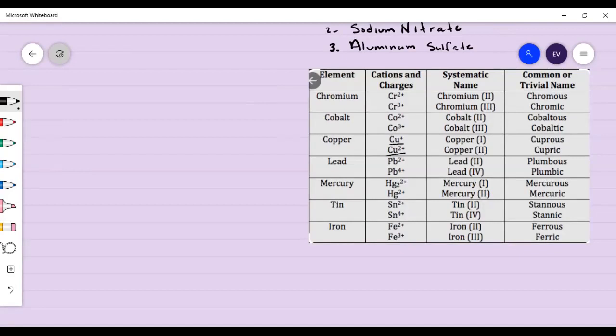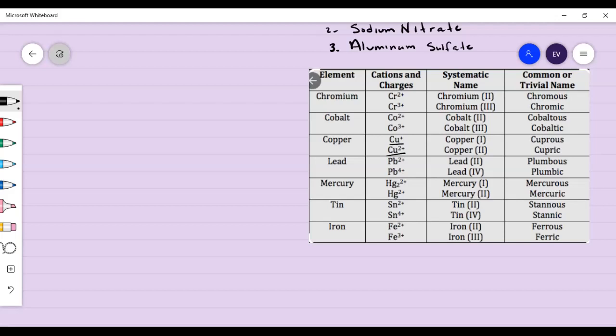Now, because these guys have different oxidation states, you have to let me know which one it is that you're working with. For example, if you're creating a compound with copper 1, then you have to name it copper 1, including a Roman numeral, okay? If the compound you're working with is copper 2, then you have to include the 2 in the Roman numeral. For my pre-AP students, you have to understand the trivial name, the common name, which is cuprous for 1 and cupric for 2.